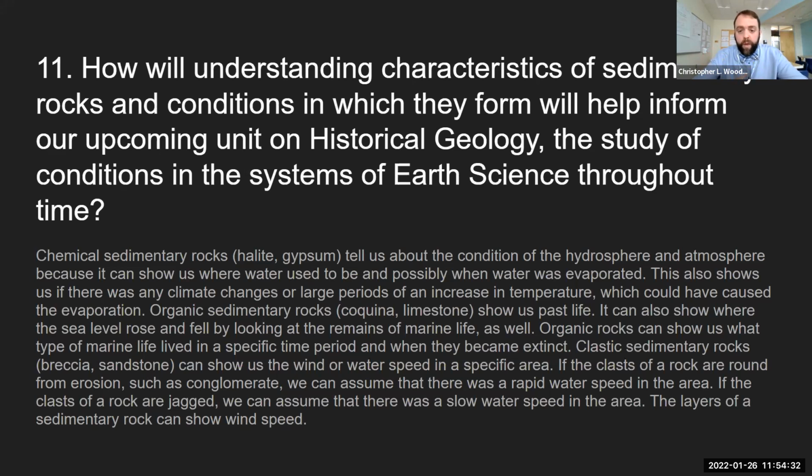marine life as well. They can show us the type of environment based on what types of organisms are found in that rock. So for example, coal would be a forest, limestone would be shallow ocean. Clastic sedimentary rocks like breccia and sandstone can show us how water and wind moved that sediment around. If they tumbled, remember if it tumbles more, then there's more erosion, so the clasts are rounder, that kind of thing. And the layers of sedimentary rock can also tell us something about wind speed.